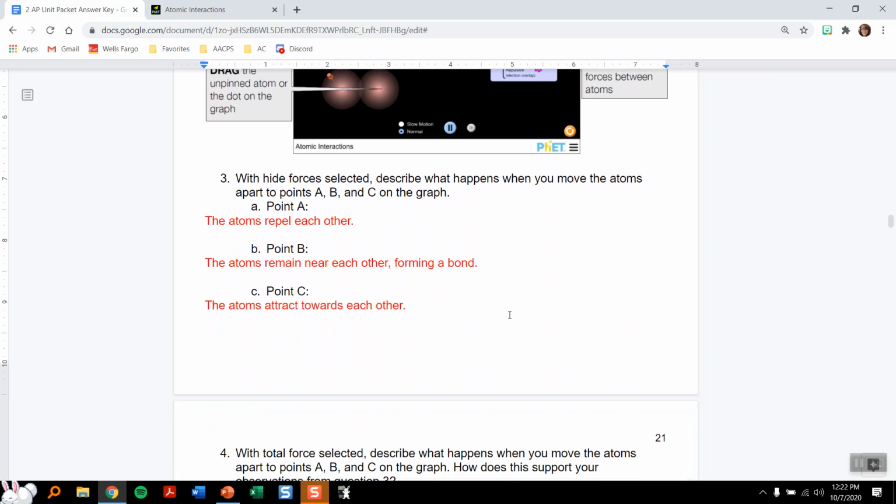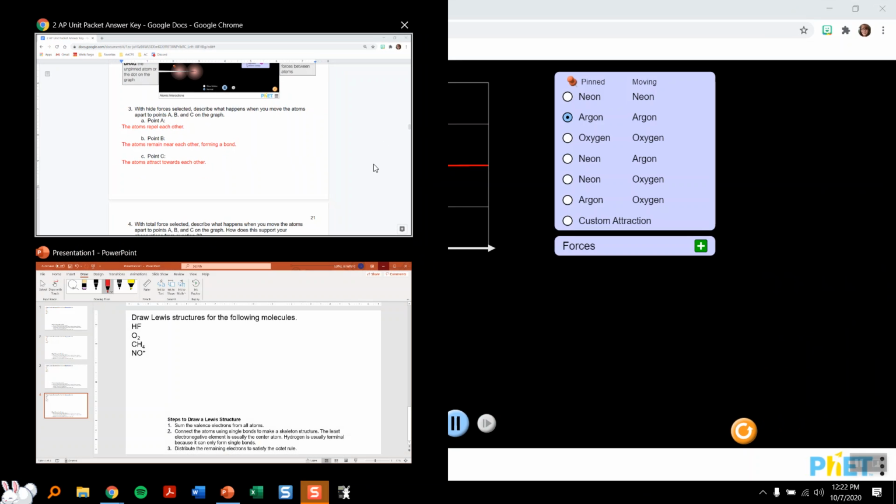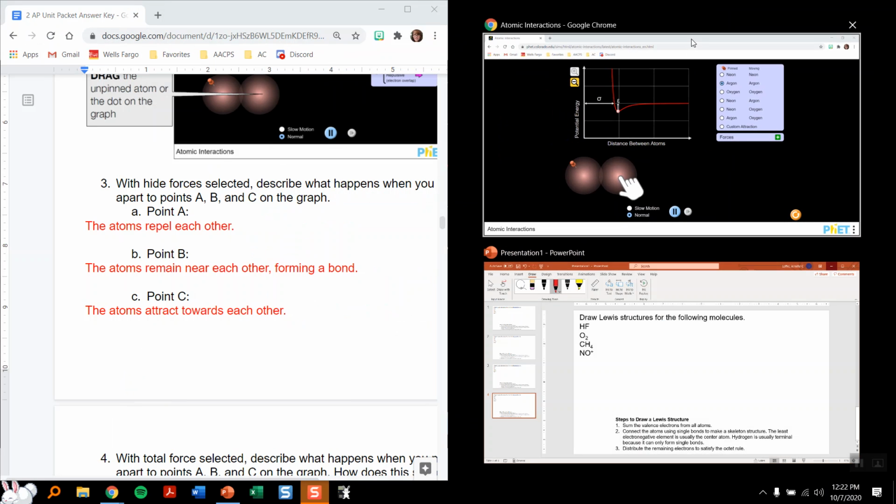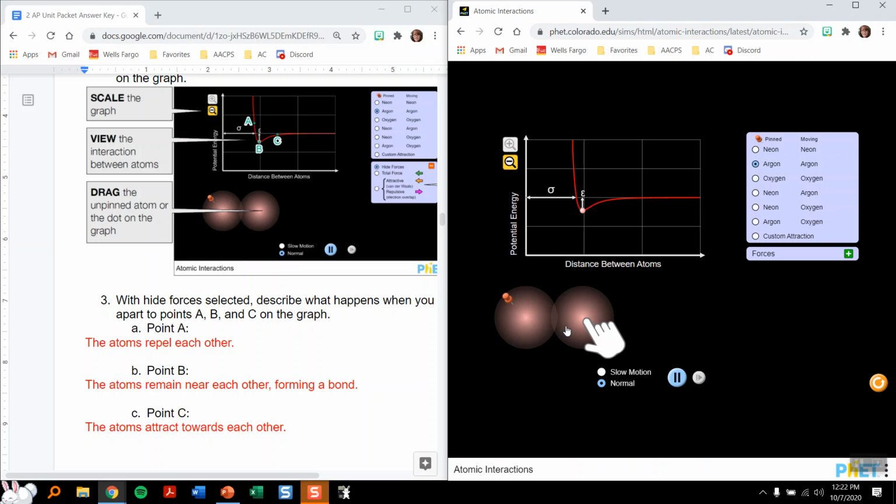So with hide forces selected, we want to describe what we see as we move the atoms from points A, B, and C on the graph. So if I start at point A here, and I release this, there's this repulsion that pushes this atom away. If I let it go around point C, there's a net attraction that attracts them together. And if I put it at point B, right there in the bottom of that well, we see that they neither attract nor repel. So they remain near each other and they're able to form a bond.